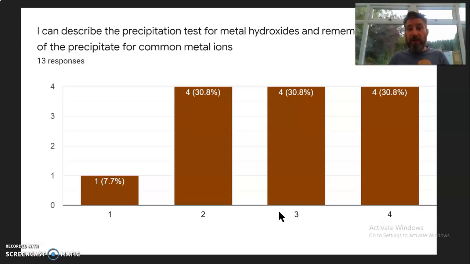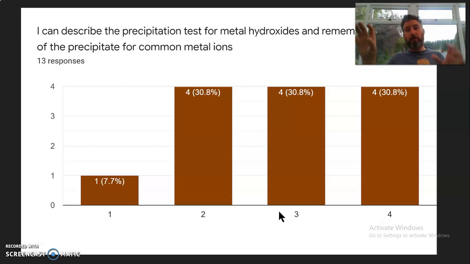There is a video link on the sheet, so you can have a look at some of the ions tests. But the test for a hydroxide, for a metal ion, is you add sodium hydroxide. Sodium hydroxide is a colourless solution. You add it to the ions solution, and what happens is you form an insoluble precipitate of the metal hydroxide.